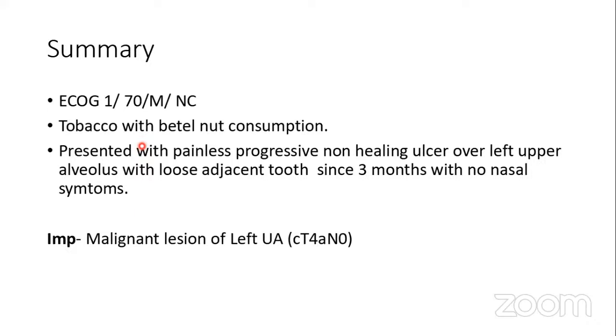Yes, sir. So this is a performance score ECOG-1, 70-year-old male with no comorbidities. He is a consumer of tobacco with betel nut, and he presented with a painless, progressive, non-healing ulcer over the left upper alveolus with an adjacent loose tooth for 3 months and no nasal or ocular symptoms. So looking at the lesion and the examination findings, I am considering a malignant lesion of the left upper alveolus. And the tentative clinical staging for now, I am putting as cT4a N0.